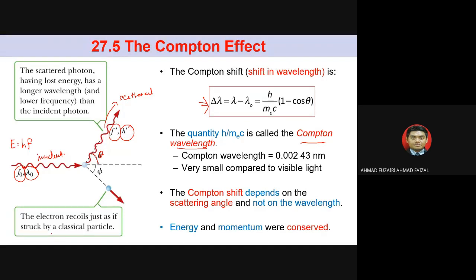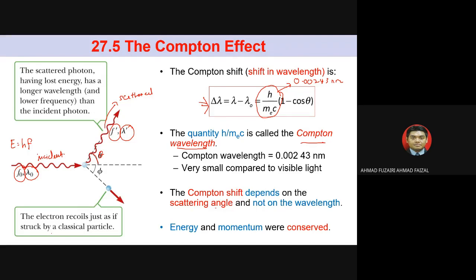So now we want to see the effects of the Compton effect. The Compton wavelength alone is considered to be 0.00243 nanometers. It's already calculated here. Very small compared to visible light, right?